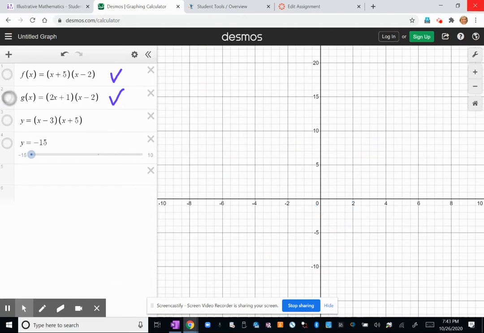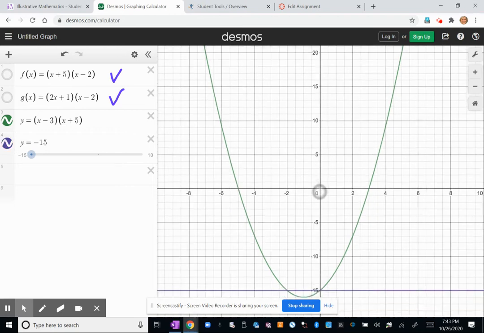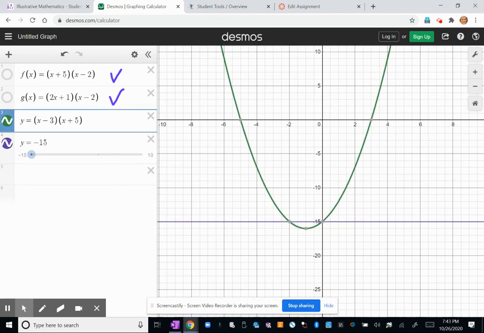So the left side of the equation I graphed as y equals x minus 3 times x plus 5. And then the right side of the equation I graphed as y equals negative 15. And so here on the graph, I can see, oh, they cross right here and they cross right here.